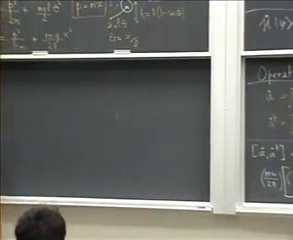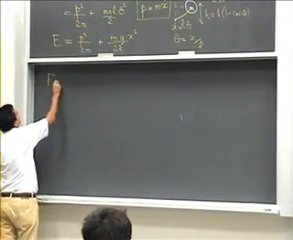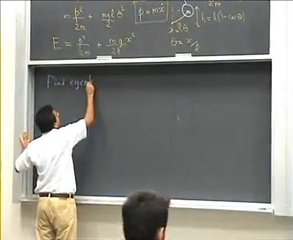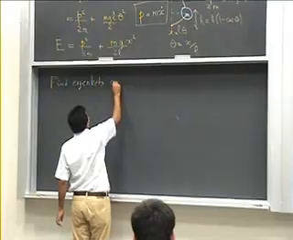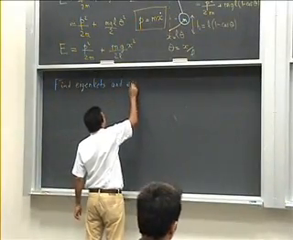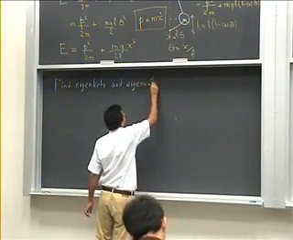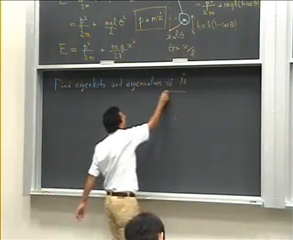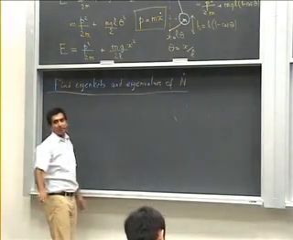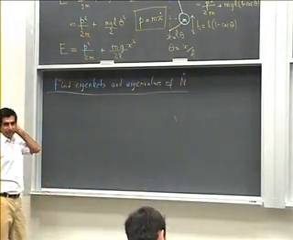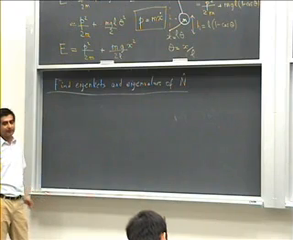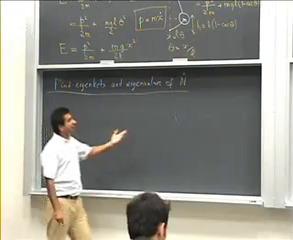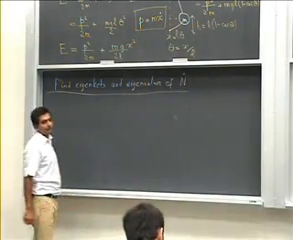Now what we need to do next is we need to find the eigenstates or the eigenkets and eigenvalues of the Hamiltonian. But that also means that we need to find these eigenstates and eigenkets for the number operator, because that's what the Hamiltonian really is. And that will also reveal to you why we call this the number operator.